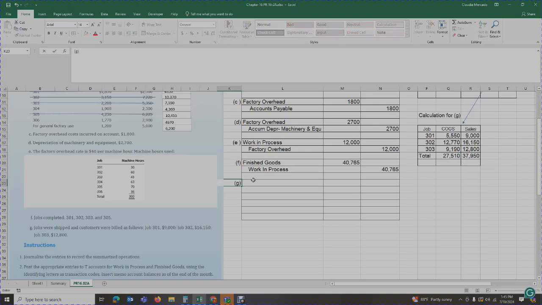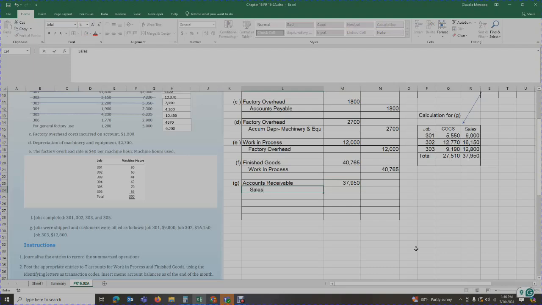Okay, so it says here that we have billed the customers, which means we have not gotten paid. If we have not gotten paid, then we have to set up a receivable, accounts receivable. This is an asset account, and this is where we put anything that is owed to us. Someone owes me money, I'm going to set up a receivable. In this case, these individuals for jobs 301, 302, and 303 owe me $37,950 because that is what I sold it for. The total is $37,950.